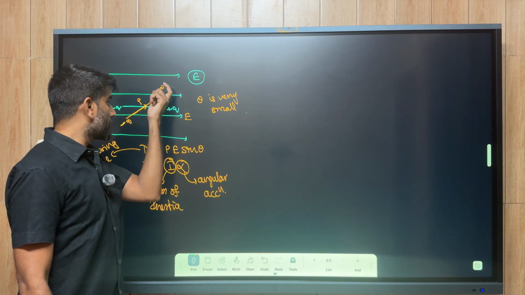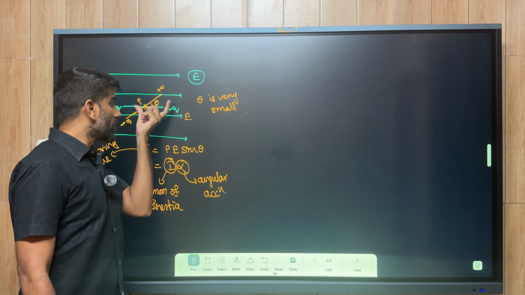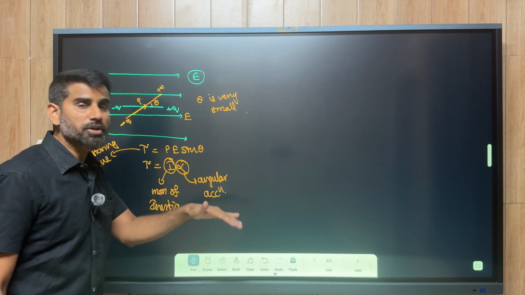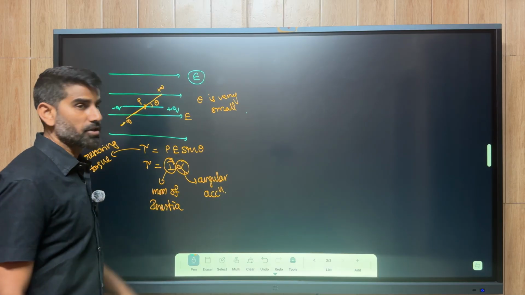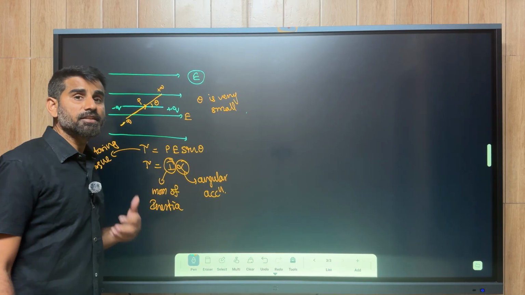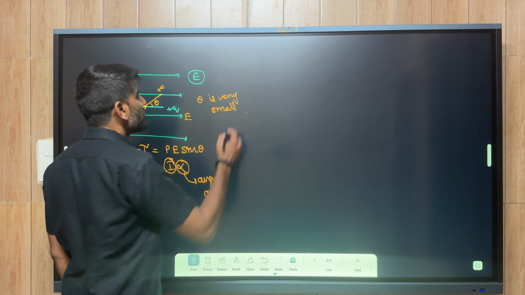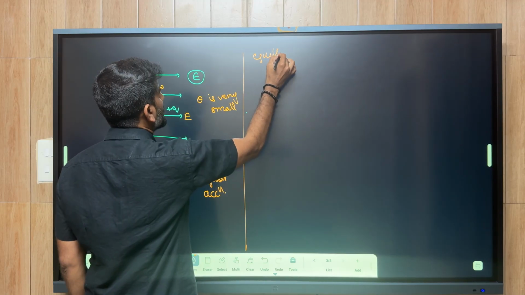This is the torque that the electric field is trying to bring this dipole and align in the direction of the electric field, to bring it to equilibrium, so restore it to equilibrium. That's why I have treated this torque as restoring torque. This is the external torque.